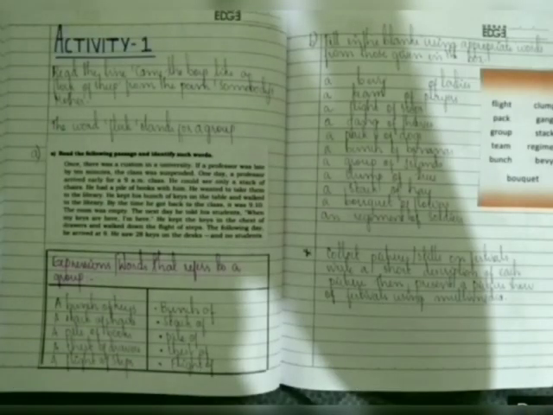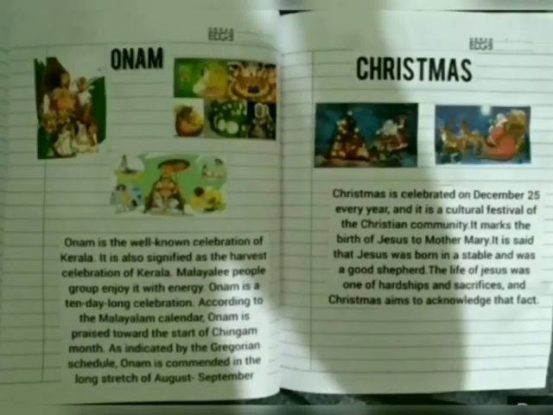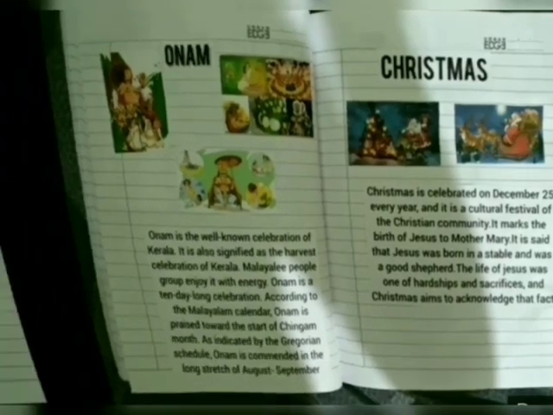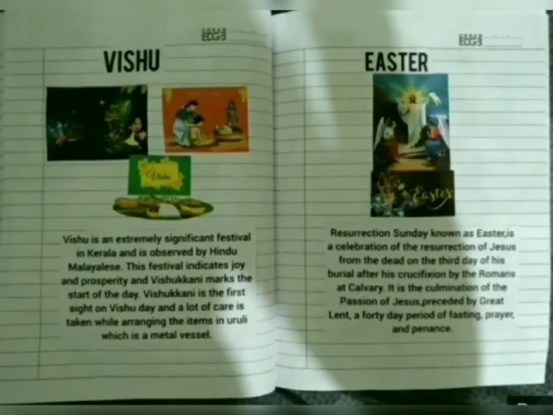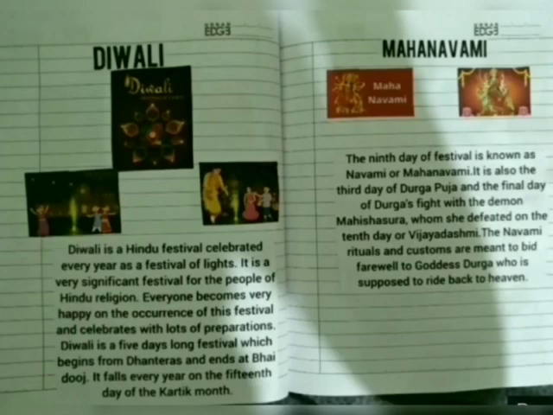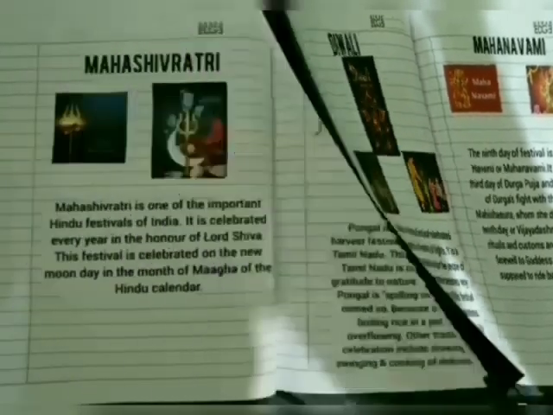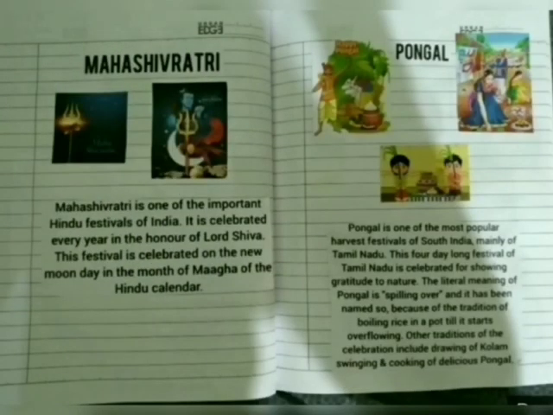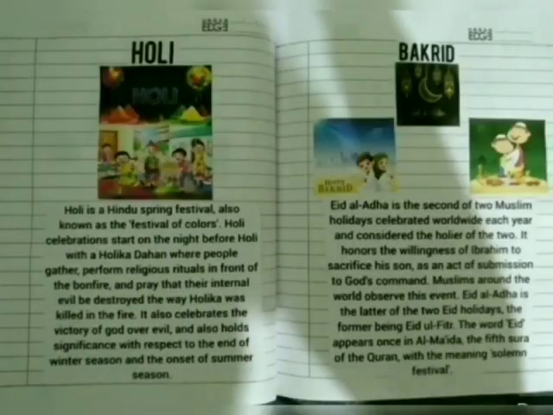Activity 1. Extra activity. Collect pictures on festivals and write a short description of each picture. Onam, Christmas. Vishu and Easter. Diwali, Mahanavami. Mahashivaratri, Pongal. Holi, Bakrid.